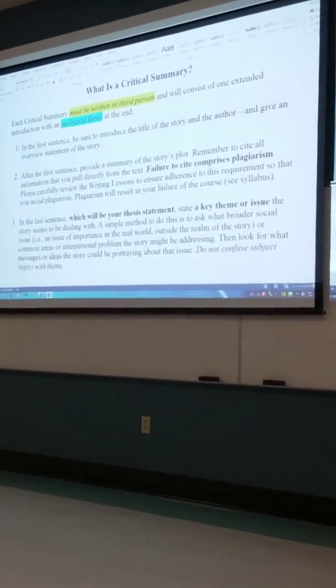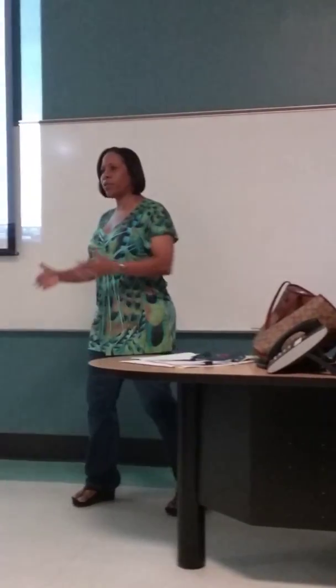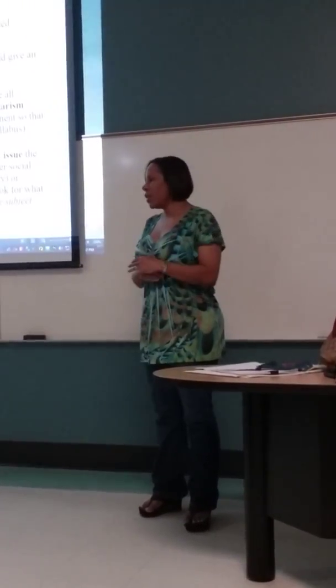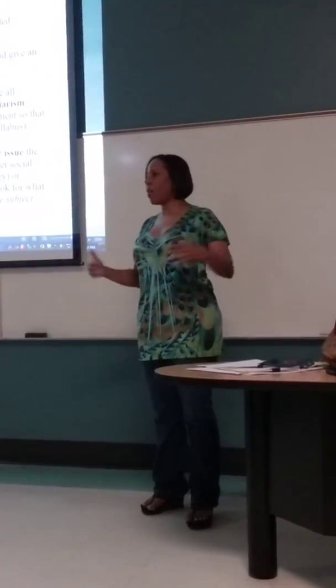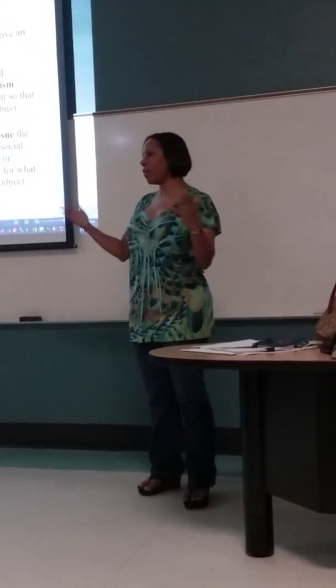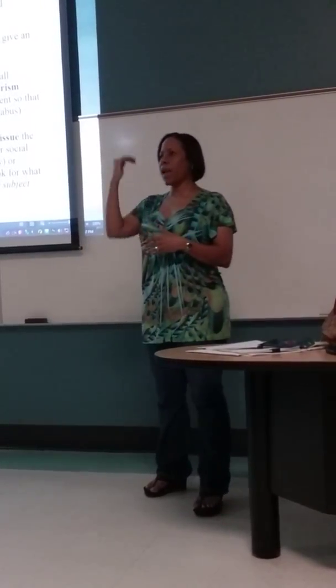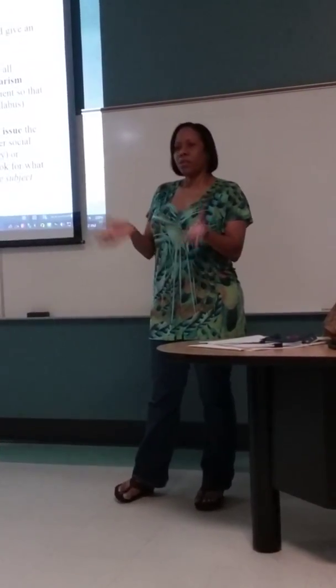After that, summarize the story's plot. So you're going to introduce the author and title in the first sentence, give an overview statement of what the story is about, right? Addresses issues of blah, blah, blah. This story concerns itself with blah, blah, blah. Just give an overview statement. Then summarize. So you take the main points of the story and you summarize them.